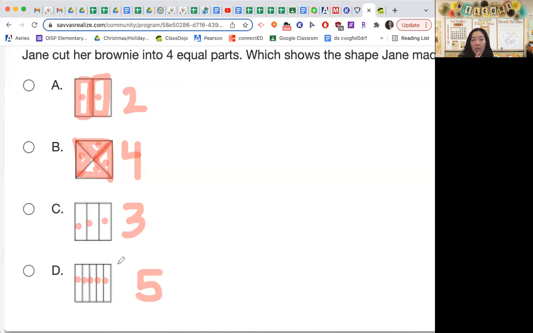So which is the one that Jane cut? She cut her brownie into 4 equal parts. So which is the right answer, Matthew? B. Very good, B.